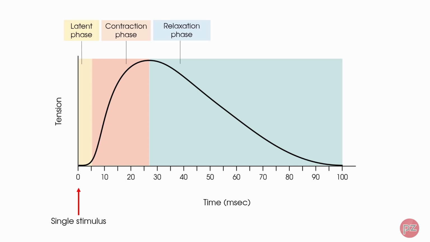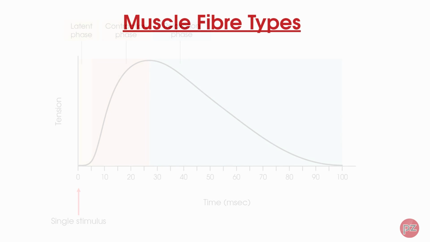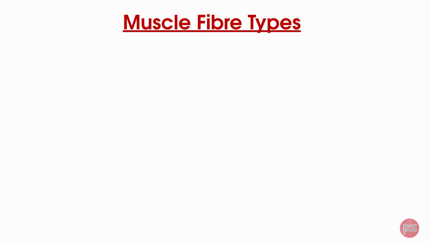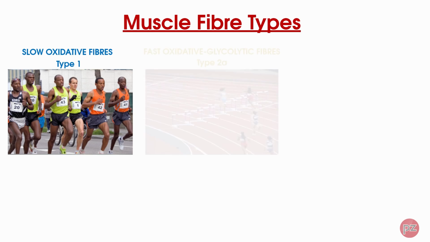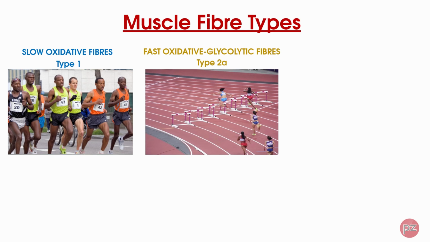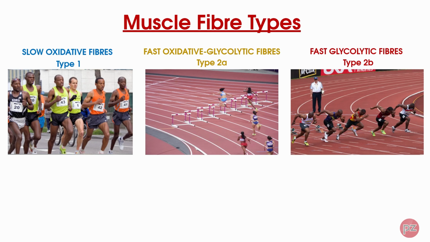That whole process on screen takes, on average, between 100 and 200 milliseconds, but it can be as quick as 20 milliseconds. And the speed at which this process occurs relates to the type of skeletal muscle fiber. So I'm going to quickly just introduce the 3 types of skeletal muscle fibers that we have. So we have slow oxidative fibers, which are also known as type 1 fibers. We have fast oxidative glycolytic fibers, which are known as type 2A fibers, and we have fast glycolytic fibers, also called type 2B fibers.